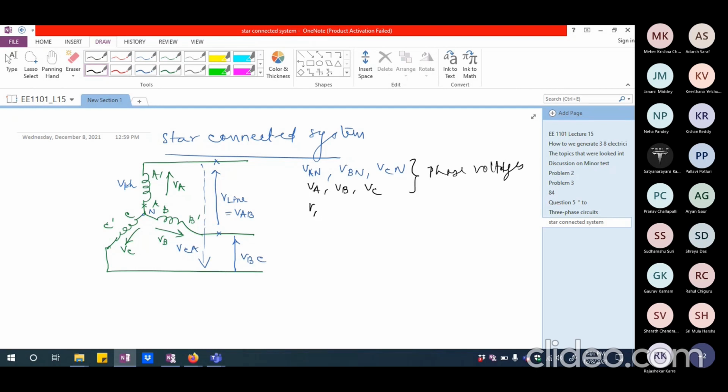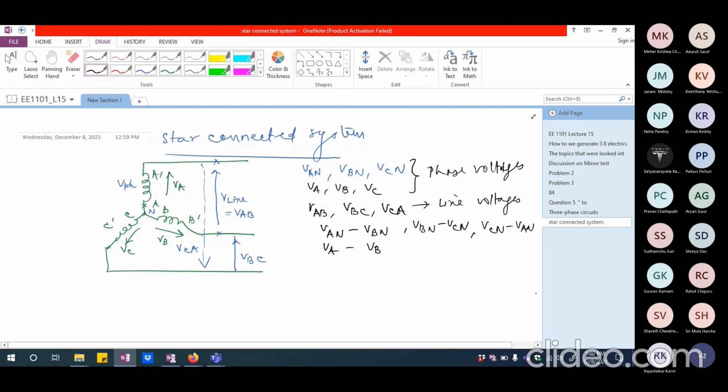Whereas VAB, VBC or VCA, that is the voltage of A with respect to B, I can write as VAN minus VBN, or VA minus VB. Similarly, I can say VBN minus VCN, and VCN minus VAN. These are called line voltages. So I'm going to have phase voltages and line voltages. Let me try to get the relationship between these two.